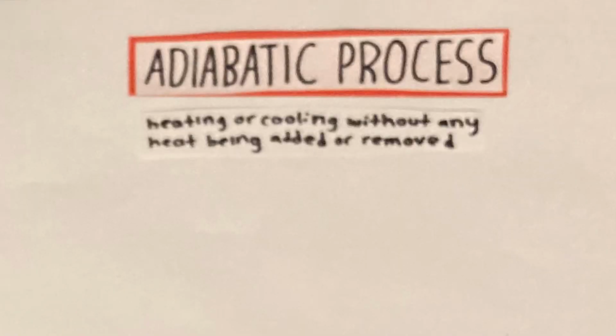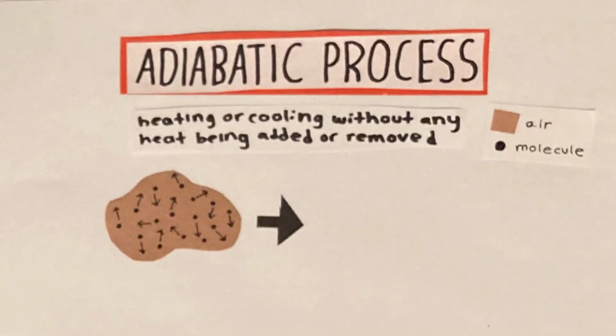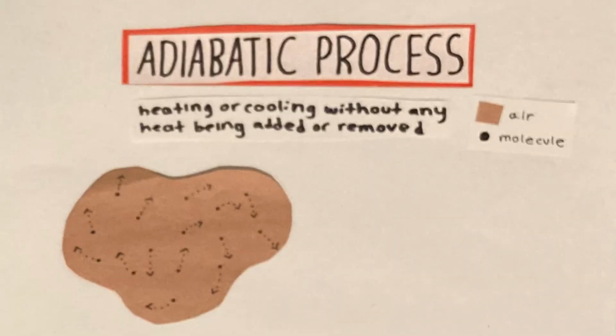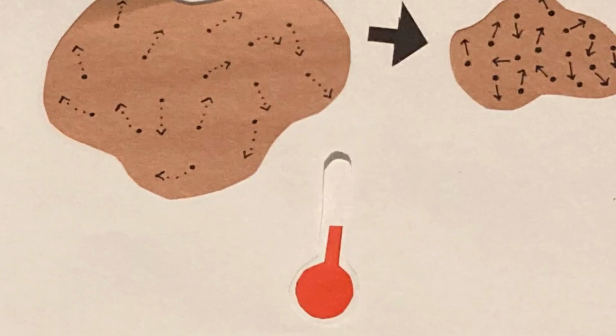As it ascends, the air experiences an adiabatic process, where heating or cooling occurs without any heat being added or taken away. When air expands, molecules have more space to occupy than before, thus moving around slower and causing a decrease in temperature. When air condenses, the loss of space forces molecules to move around more quickly, increasing the temperature. More about when that occurs later.